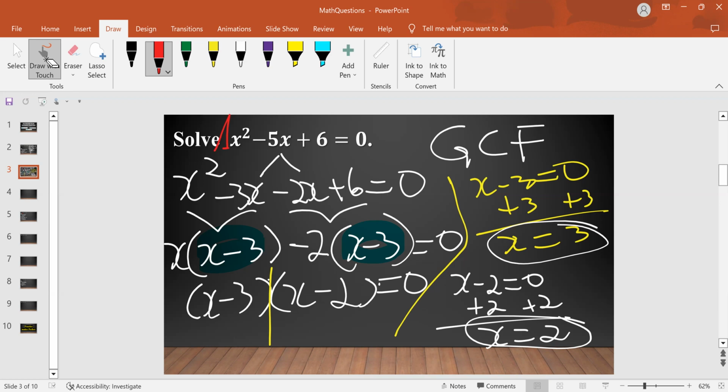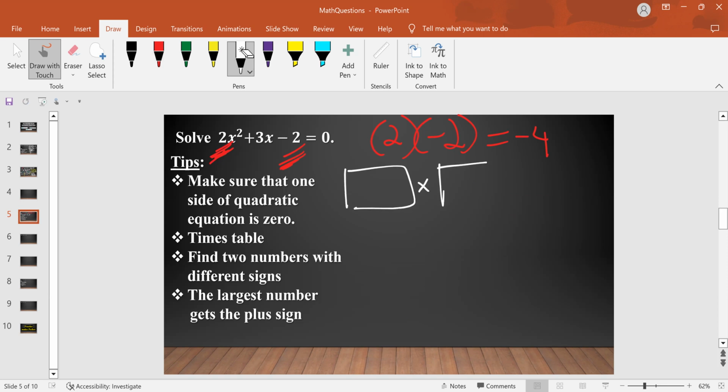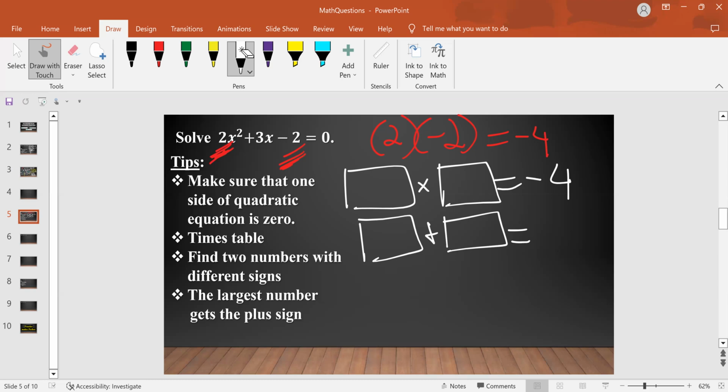So the two numbers we'll find, we will use the coefficient of the x squared multiplied by that number without x. So we're going to take a 2, which is the coefficient of x squared, multiplied by negative 2, which is that constant without a variable, and that gives you negative 4. Therefore, we're going to find two numbers. We multiply the two numbers, we get negative 4. The same two numbers, we add, and we get positive 3, the middle number.